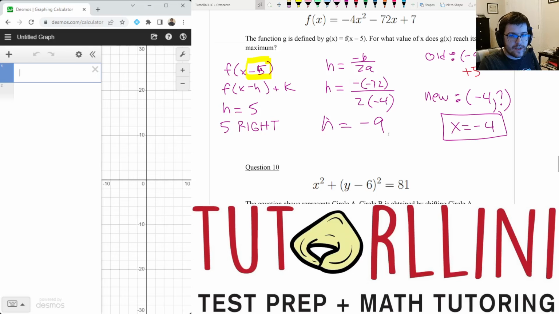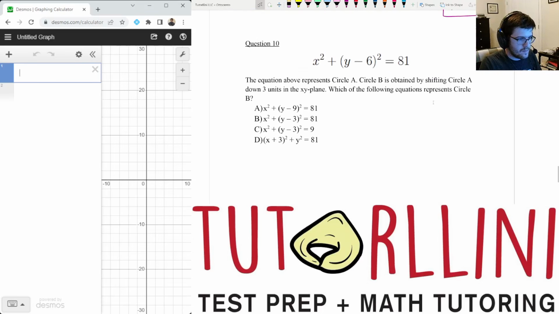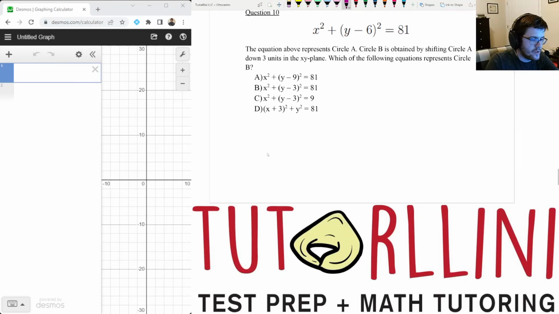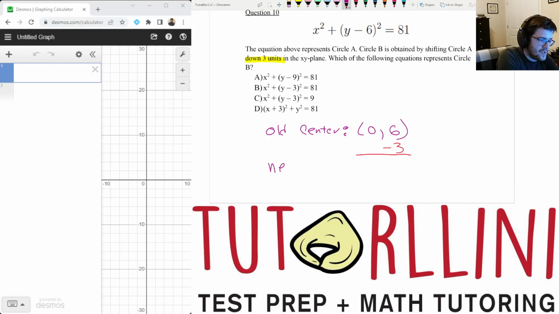Okay, let's do question 10. Okay, so the original center is, there's no number here, so that's just 0. And then this one, we have to change the sign. So it's not 0, -6. It's 0, +6. And we want to shift it down 3 units. So that's 3 in the -y direction. And our new center is going to be 0, 3.